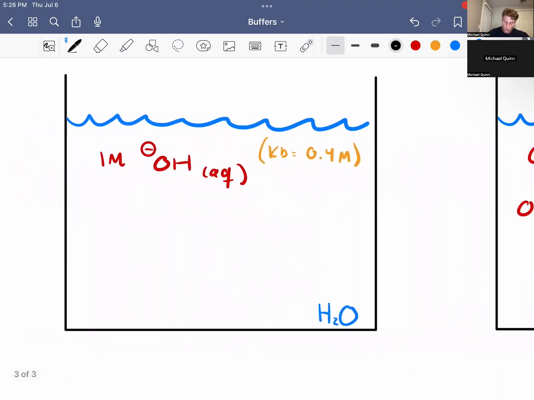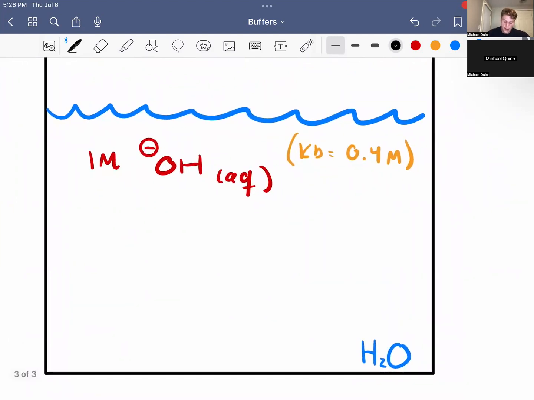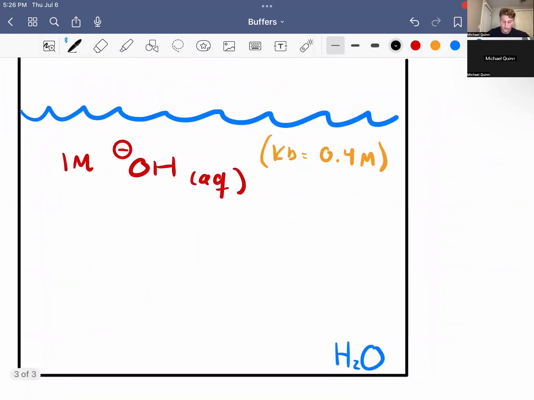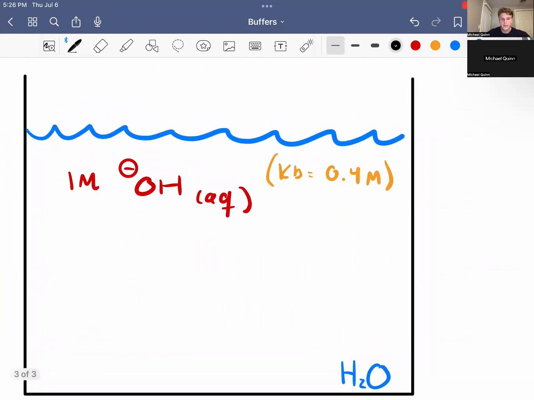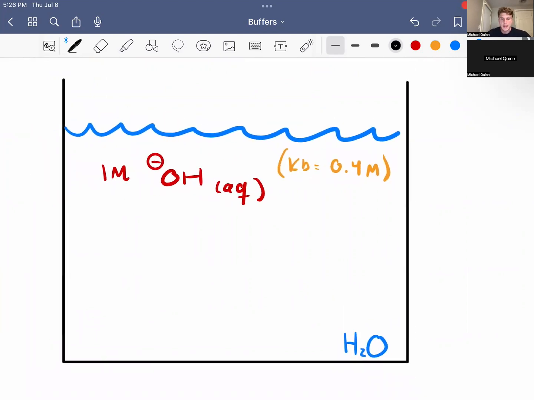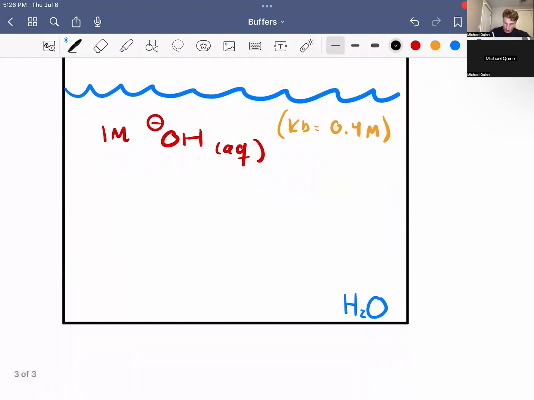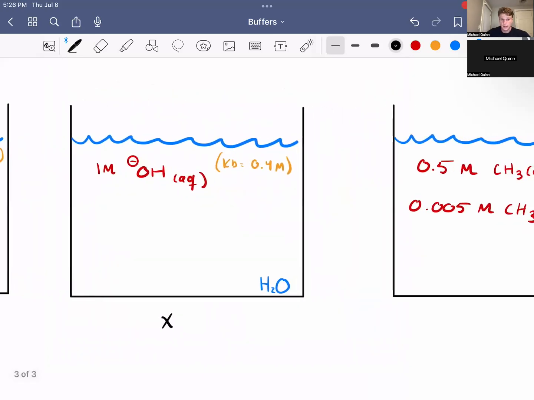So moving on to this beaker, we see that we have 1 molar of OH minus, and the Kb is 0.4. So first of all, there is not a conjugate for OH minus, so this cannot be a buffer. And second of all, the Kb is 0.4, which also indicates that we are not in the range for our Ka or Kb in order to meet the requirements for a buffer. So this beaker is not a buffer. This is hydroxide, and this is a strong base.